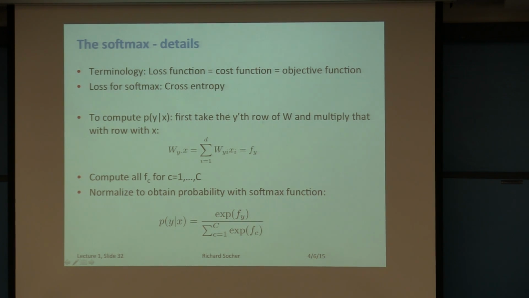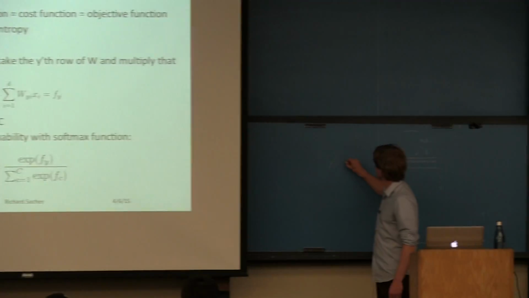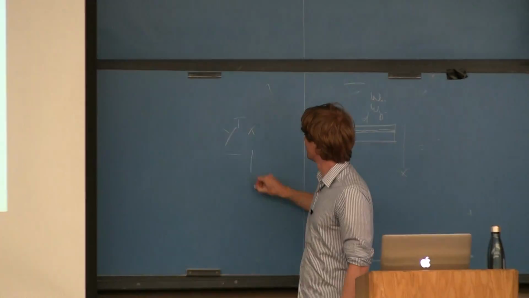Okay, so again here, this is what I just described. In order to compute the probability for a certain class y given a vector x, we first take the yth row of W, multiply that row with x. So here again, this is just writing out this inner product. Oftentimes you would see this inner product be written more like W_y transpose x, this kind of inner product.